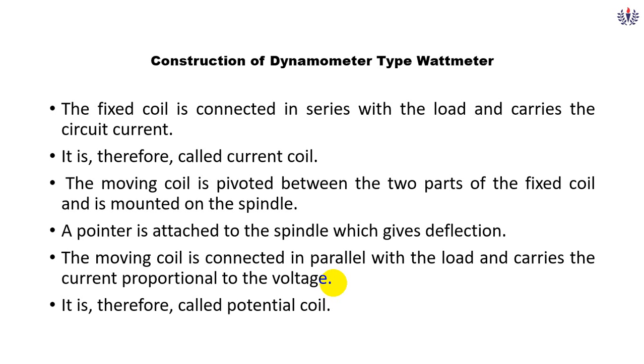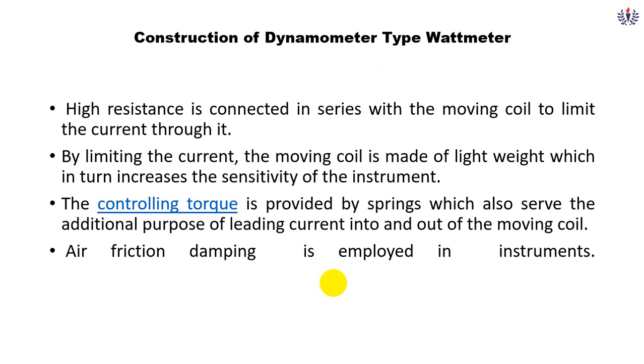The moving coil is always connected in parallel with the load and carries the current proportional to the voltage, as per Ohm's law. I think in later slides we will discuss that. That's why it is known as the potential coil. A high resistance is connected in series with the moving coil to limit the current through it. So as per Ohm's law, what is V? I into R. So the current is flowing through the high resistance, and in proportion we are measuring the voltage. This is the principle behind why we are using the high resistance with the moving coil.